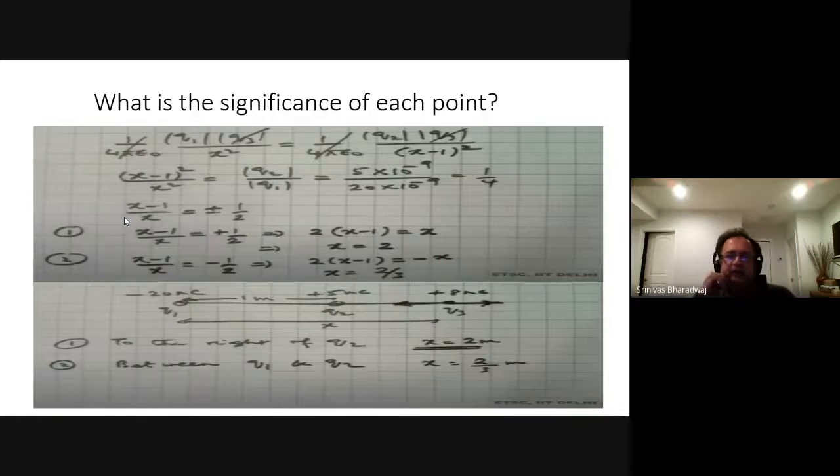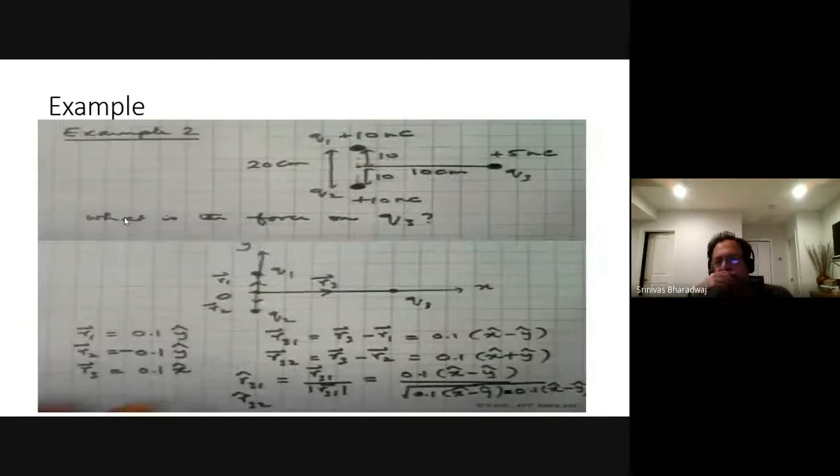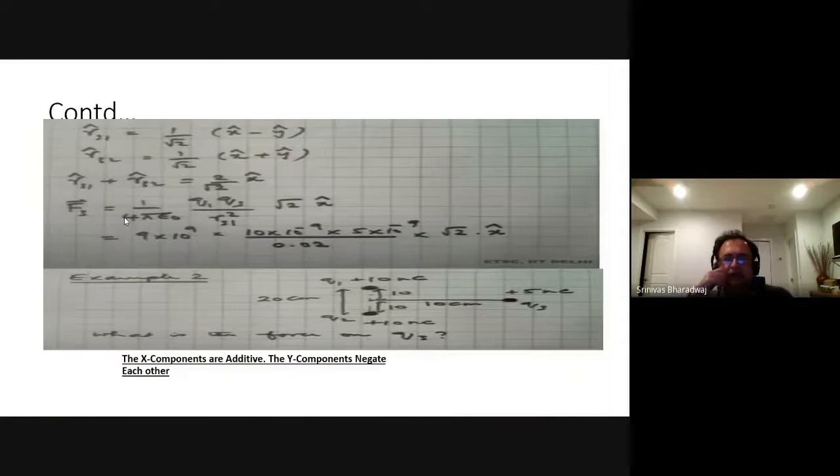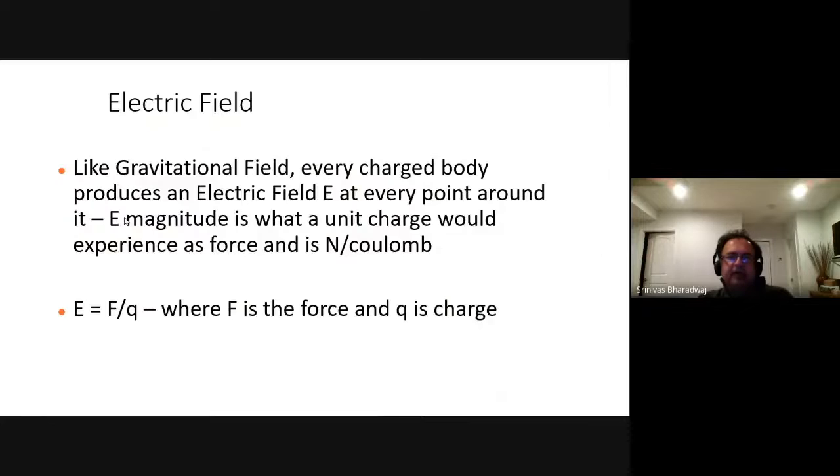Then you solve a quadratic equation, right? And when you solve the quadratic equation, you get x minus 1 by x equals plus minus half. Then you put plus half, you get one value, put minus half, you get another value. Therefore, using these two, you end up with these two values. That's how you end up with results. The x components are additive, y components negate each other.